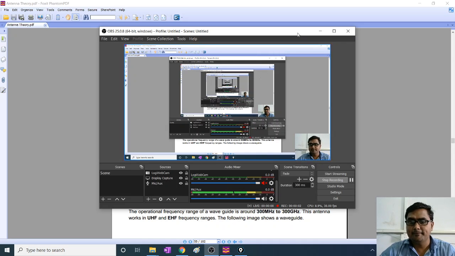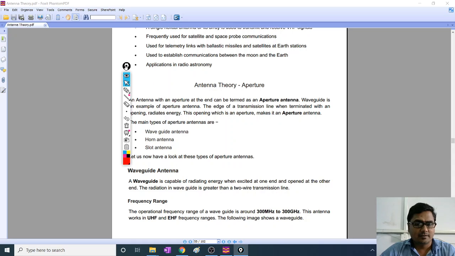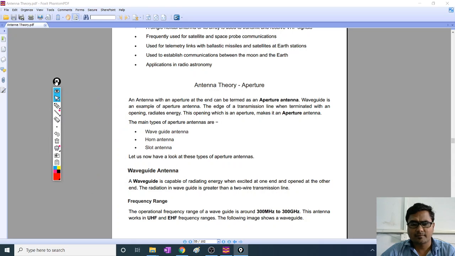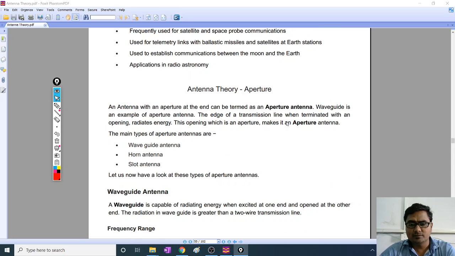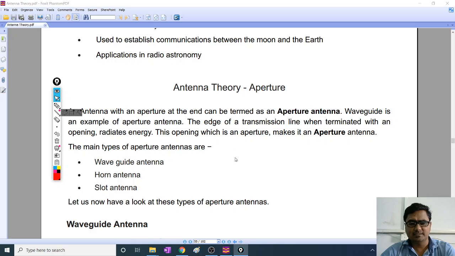Hello, welcome again. What we have seen in the last lecture was the loop antenna. And now we are going to start with the aperture antenna. Already we had a discussion about the aperture antenna. Aperture basically means a kind of area we are talking about.